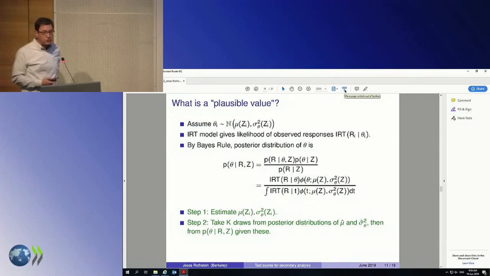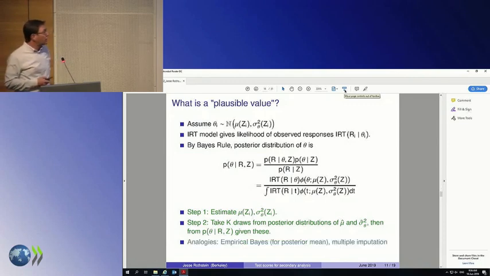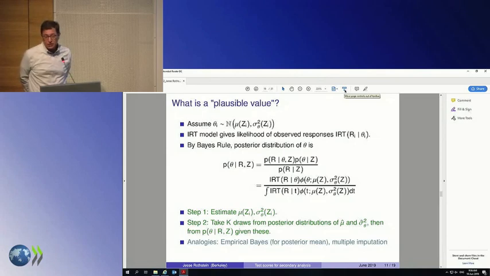So the basic approach that the test makers use is first they use all the data from all the students to estimate these relationships mu_z and sigma squared_z. And then once they do that, they take draws from the posterior distributions. First from the estimated distributions of mu hat and sigma squared hat, because there's some uncertainty about those true relationships. And then also from the distribution of theta given item responses and Z, given the draws on mu and sigma squared. For economists, probably the best analogy that people come across a lot is empirical Bayes estimation.